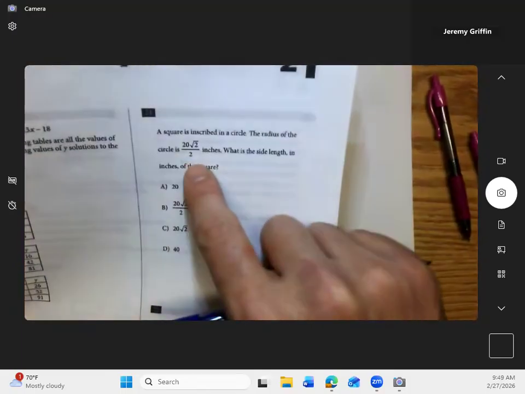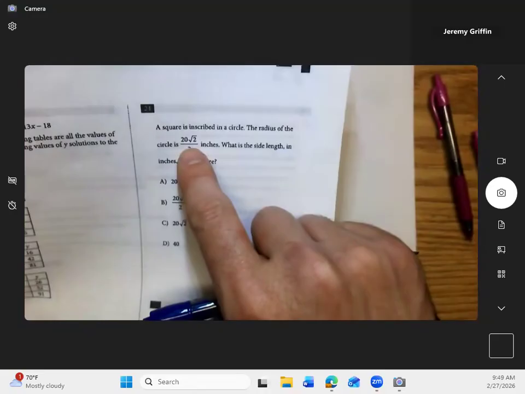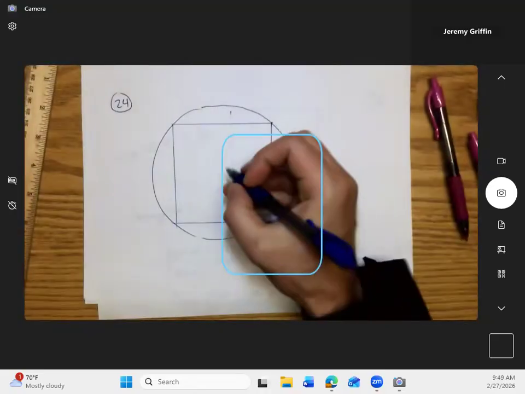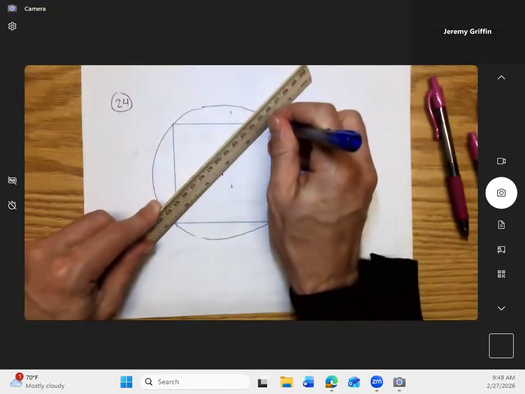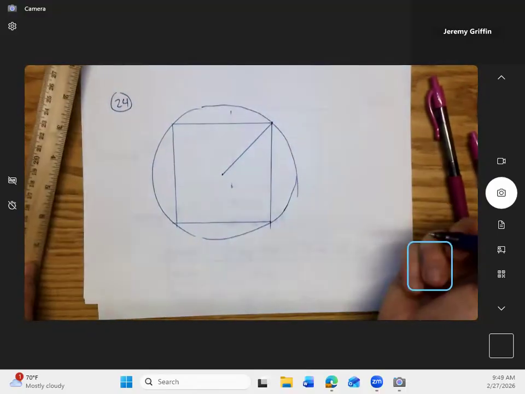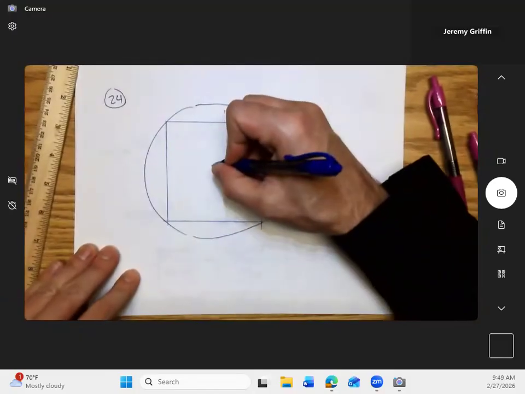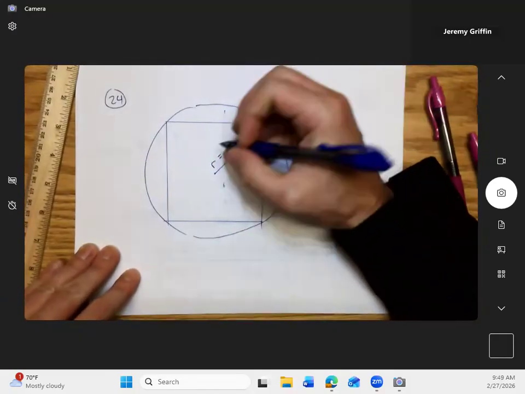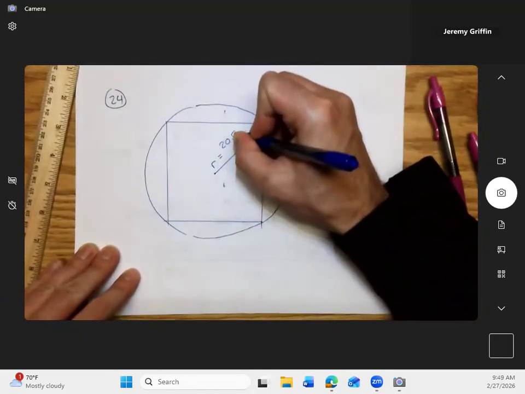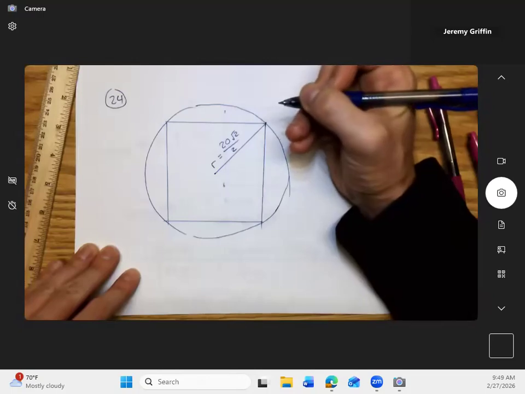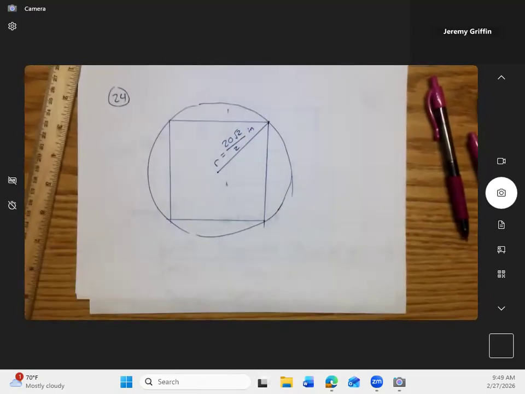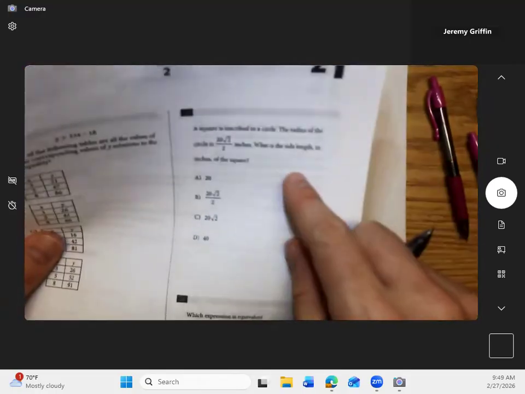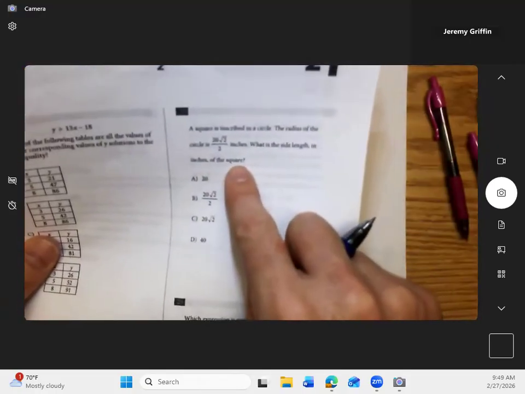The radius of the circle is 20 root 2 over 2 inches. Well, guys, could the radius go from the very center to the corner of the square? That would also be the radius, wouldn't it? So they're telling us that distance, I'll call it r for radius, is 20 root 2 over 2, and that's inches with the unit. Everybody got that? What is the side length in inches of the square?